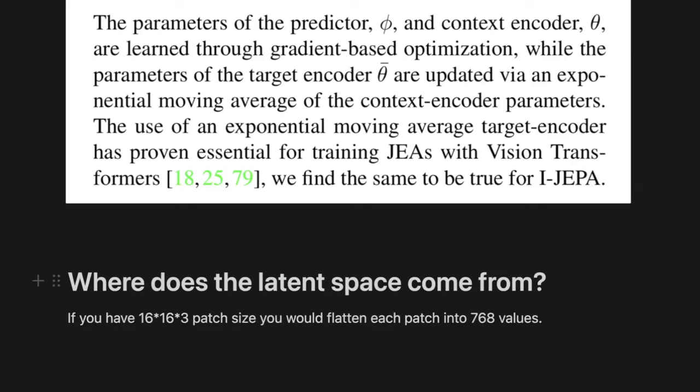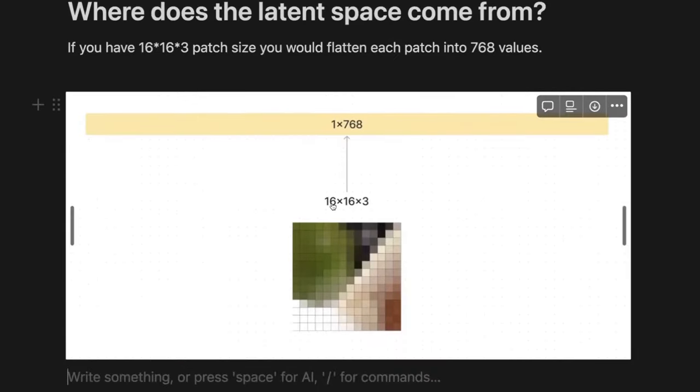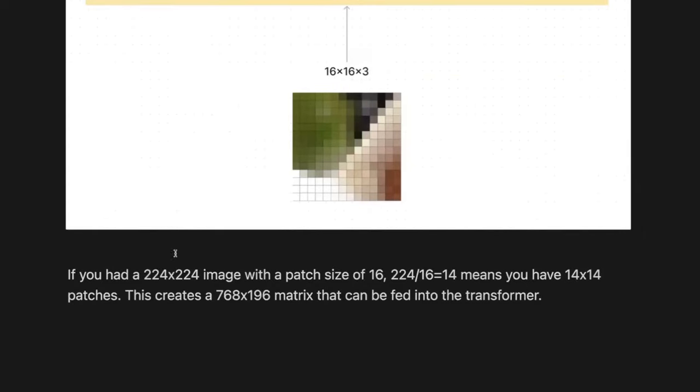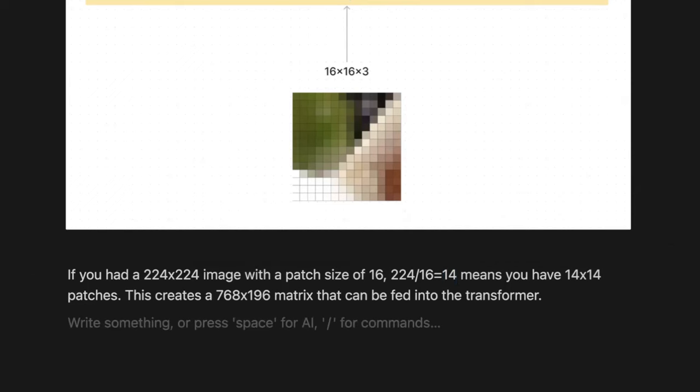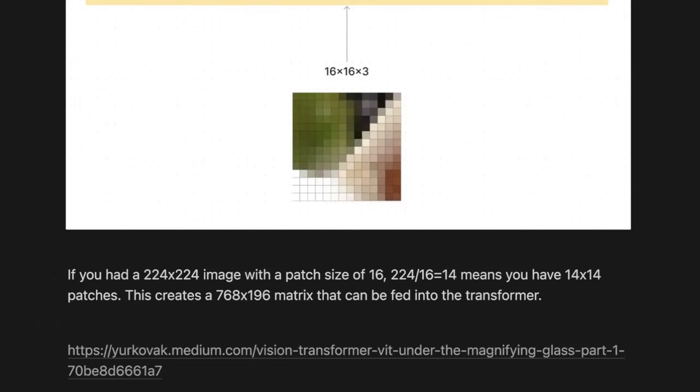If you have that picture we had at the very start of the dog's ear, and it's 16 by 16 by 3, the first thing they do is just flatten each one of those patches. In this case, all of the ImageNet images are 224 by 224 and the patch size is 16, which means you're going to have 14 squared vectors of size 1 by 768. And then I found a nice little diagram of what this would look like, plus all of the masking that they're talking about.